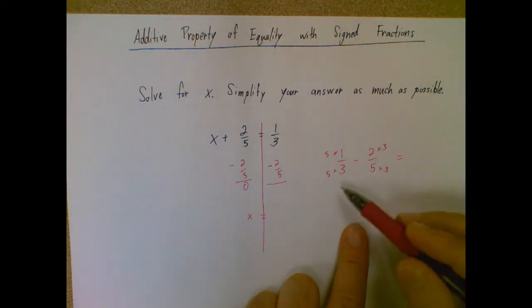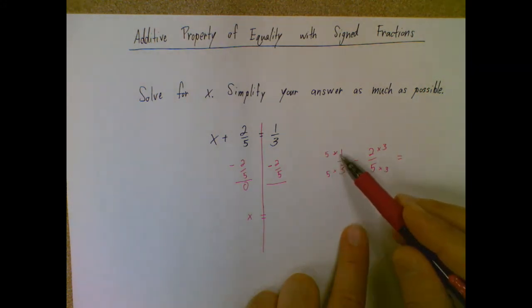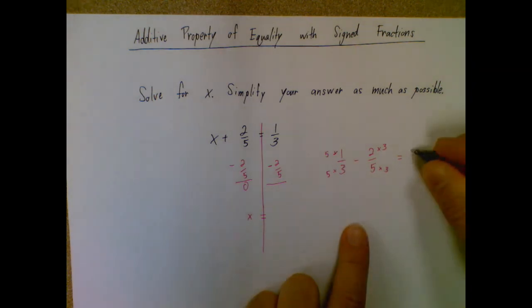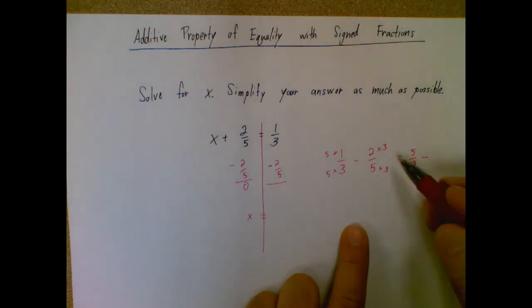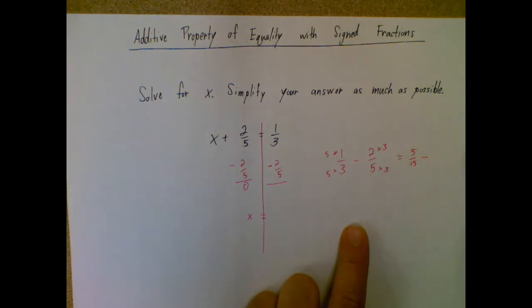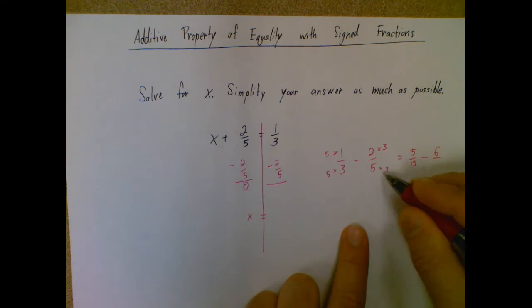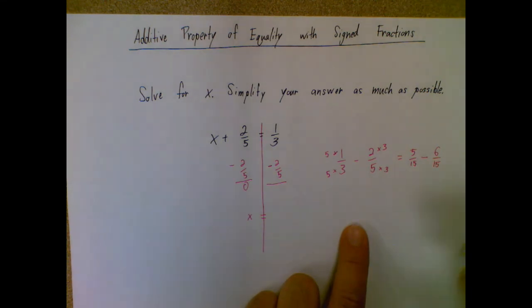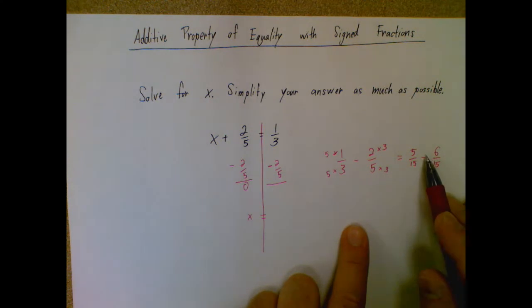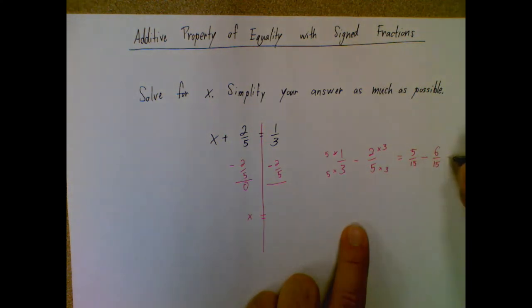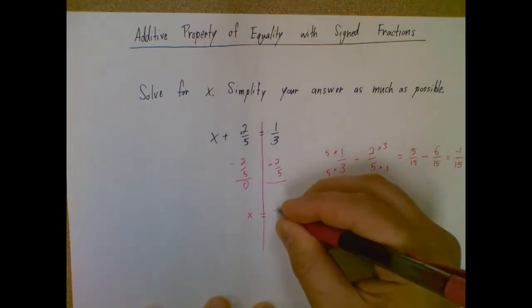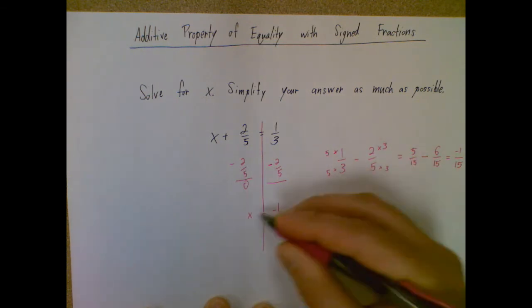In that case, I do 5 times 1 and 5 times 3 to give me 5 over 15. Just bringing that subtraction sign over, and then 2 times 3 over 5 times 3. So here I have now common denominators of 15, so I can do that subtraction. All I have to do, 5 minus 6 is negative 1 over 15, and that's your final answer to our problem.